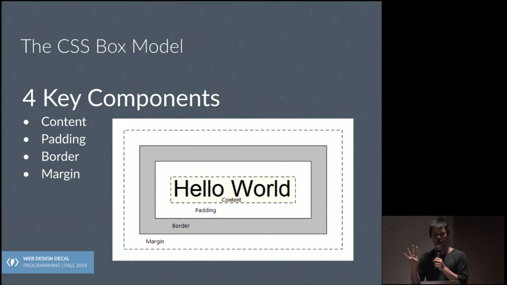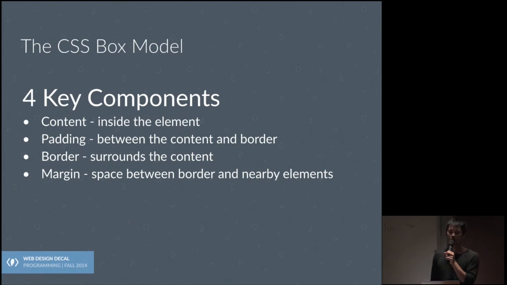Anyway, like I said, four components. Those four components are the content of the div, which is that which is between the two div tags. There's the padding, and here are all the definitions. The padding is the space between your content and your border. What is a border? The border is that which surrounds your content. And the margin, like I said, the margin between the profiles, is the space between your element and surrounding elements.